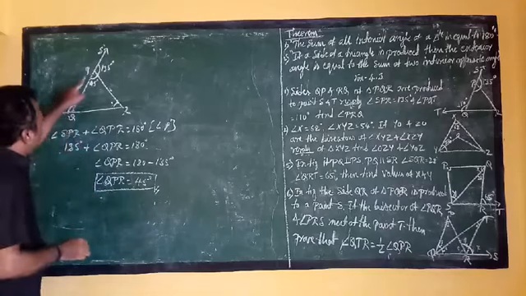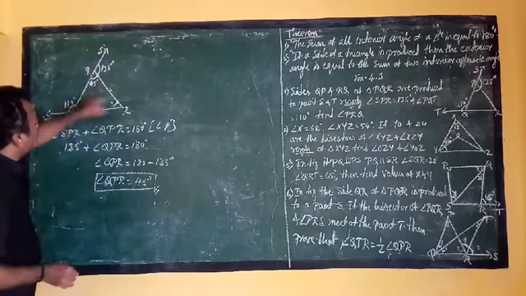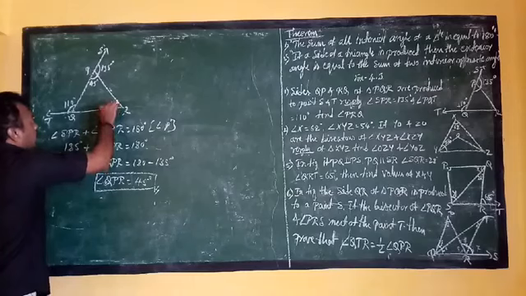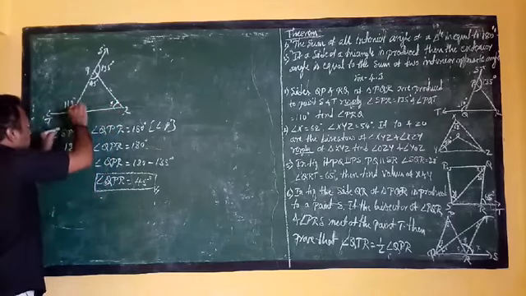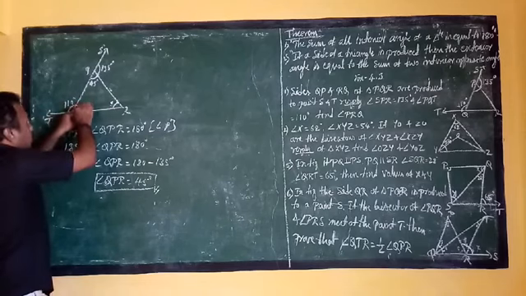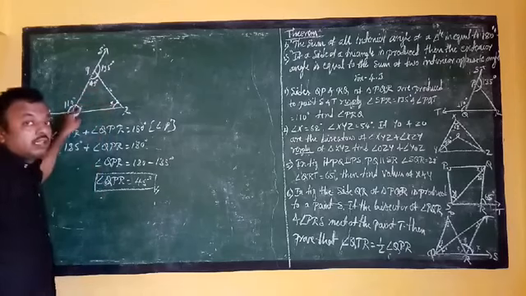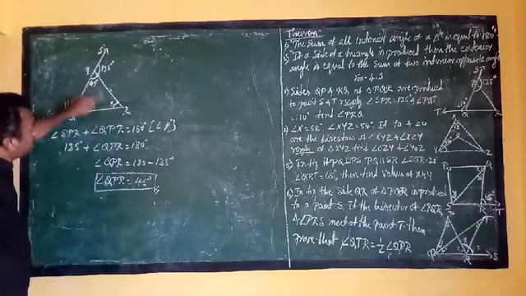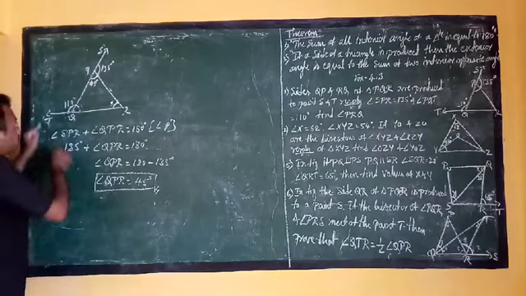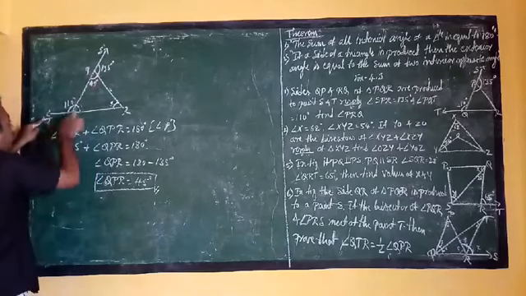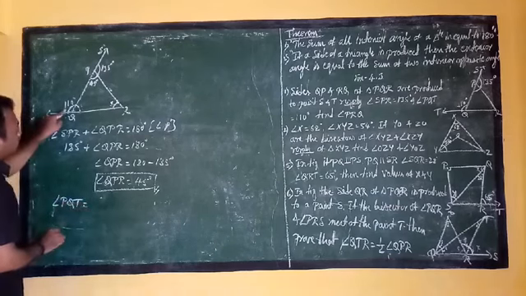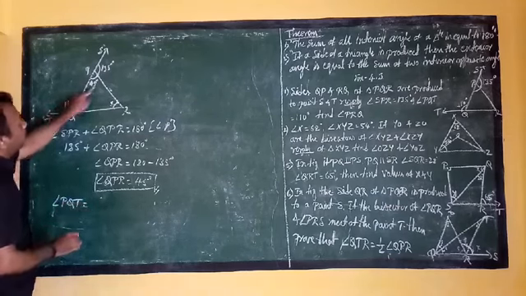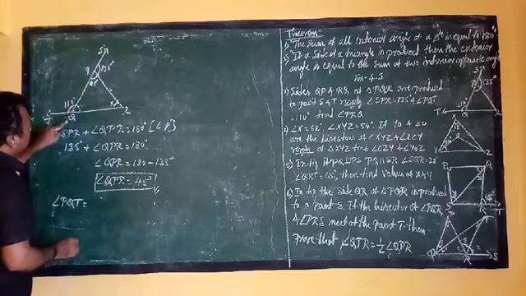Now we want to calculate PRQ. To calculate this angle, we can use the linear pair again and, after finding this angle, use the angle sum property. Otherwise, we can directly use the exterior angle property. Here, students, angle PQT is the exterior angle. This exterior angle is equal to the sum of the interior angles.